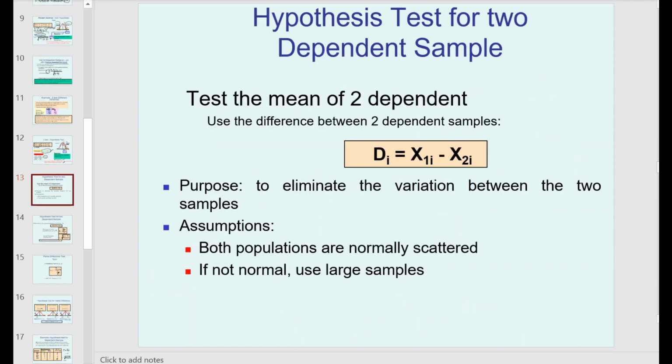Okay, now we move to the next one, which is hypothesis test for two dependent samples. So test the mean of two dependent samples. We use the difference between two dependent samples. Now we assume that dependent means they are affecting each other. The difference we denote as di here, equal to x of sample 1 minus sample 2. The purpose is to eliminate the variation between the two samples. So we have assumptions pertaining to the sample size.